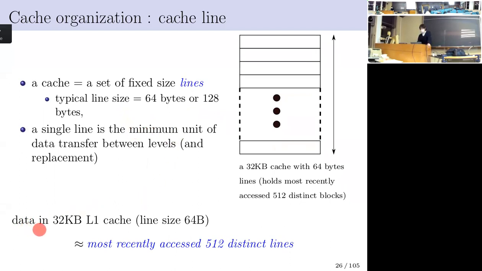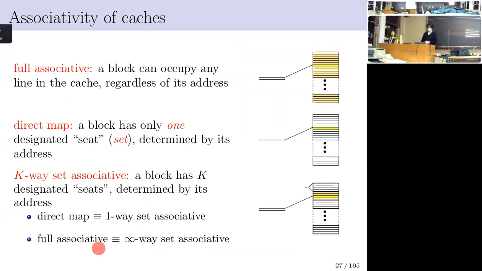Here is a slightly more accurate description of which data is in, let's say, a 32 kilobytes L1 cache. It is the most recently accessed 512 distinct lines, where each line is 64 bytes of consecutive addresses. So you have to know that 64 bytes is the minimum unit of data transfer and replacement.